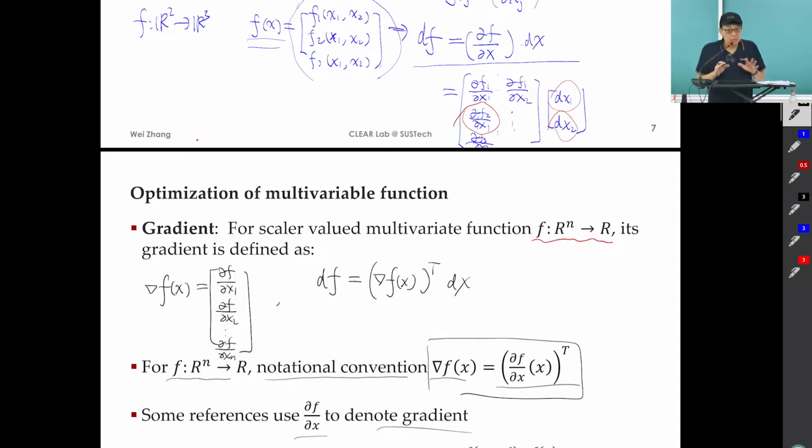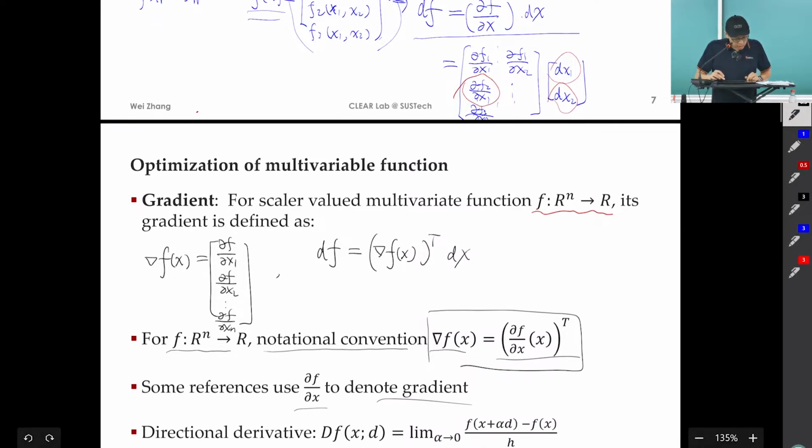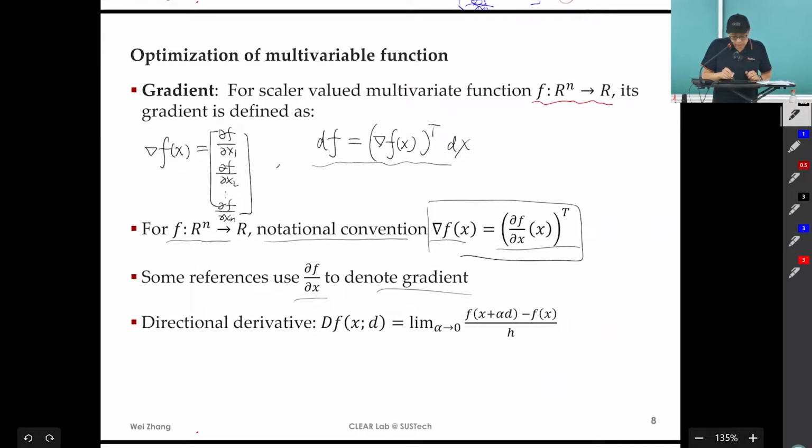The gradient transpose times dx is an inner product. That's almost like this. Okay, so that's the gradient.